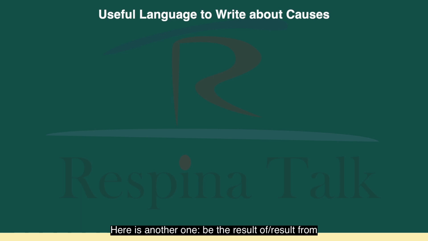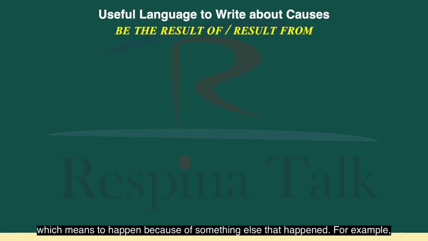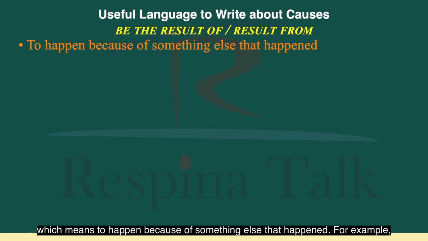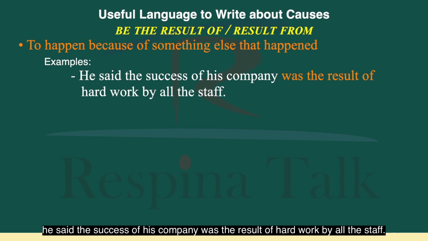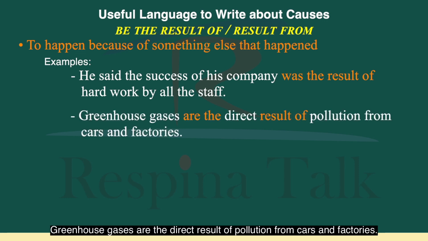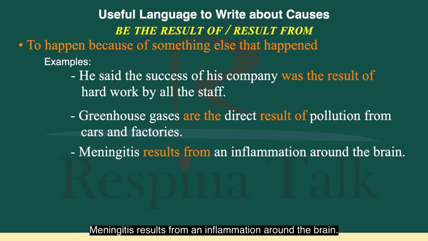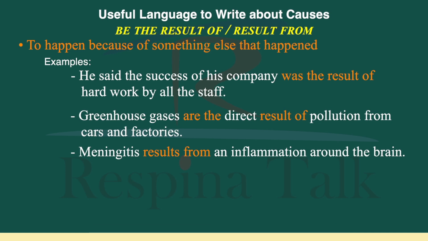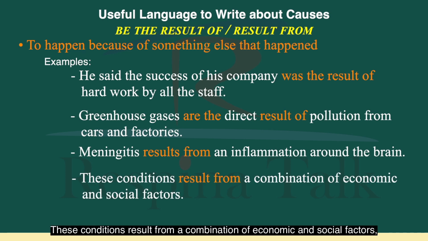Here's another one. Be the result of or result from, which means to happen because of something else that happened. For example, he said the success of his company was the result of hard work by all the staff. Greenhouse gases are the direct result of pollution from cars and factories. Meningitis results from an inflammation around the brain. These conditions result from a combination of economic and social factors.